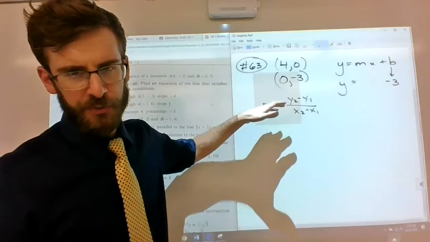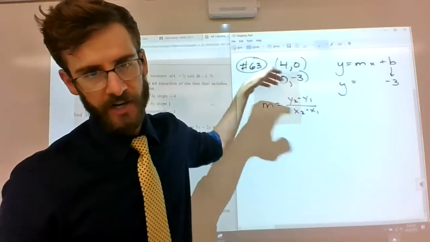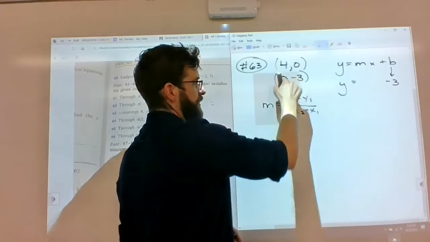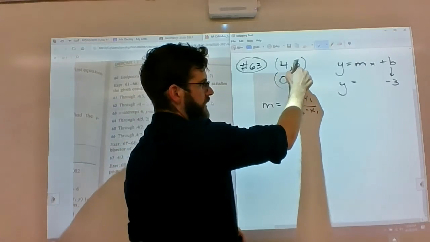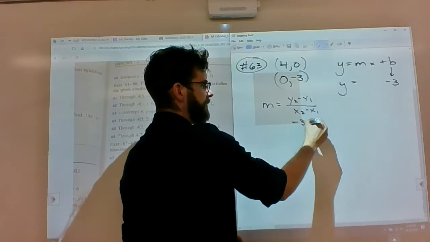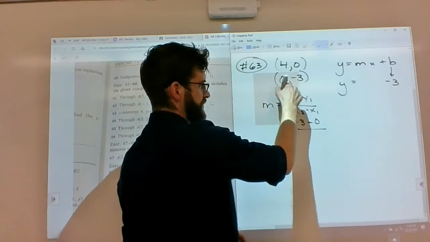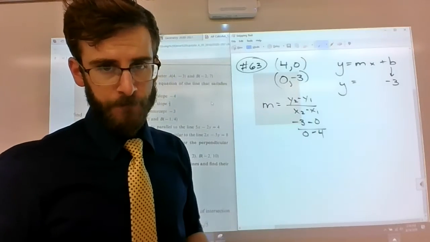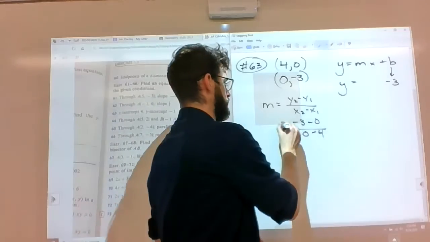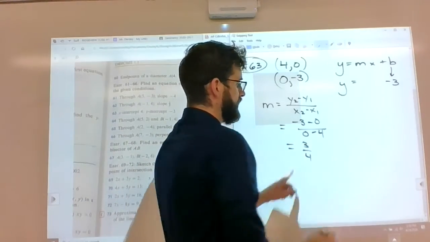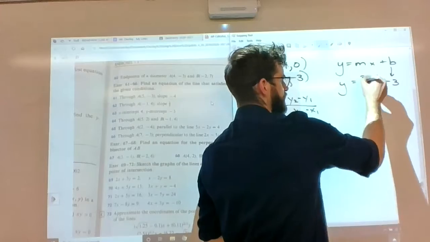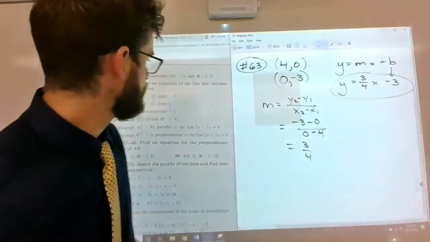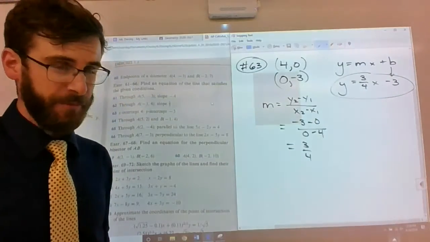And it doesn't really matter which one you assign to be x1, y1, or x2, y2. Just keep it consistent. So here's x1, here's x2, here's y1, here's y2. So it'd be negative 3 minus 0 over 0 minus 4. So it's negative 3 over negative 4, which is positive 3/4. So that's where m's going. And you're done.